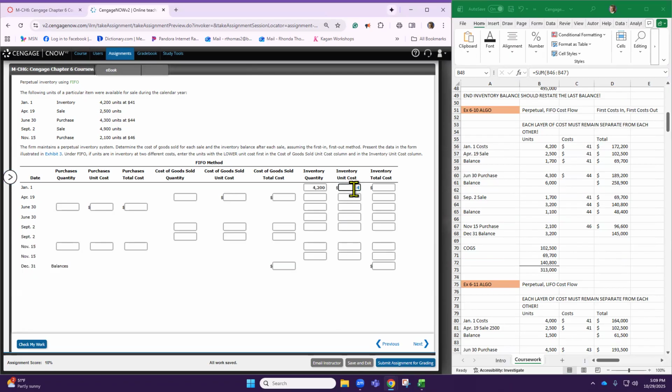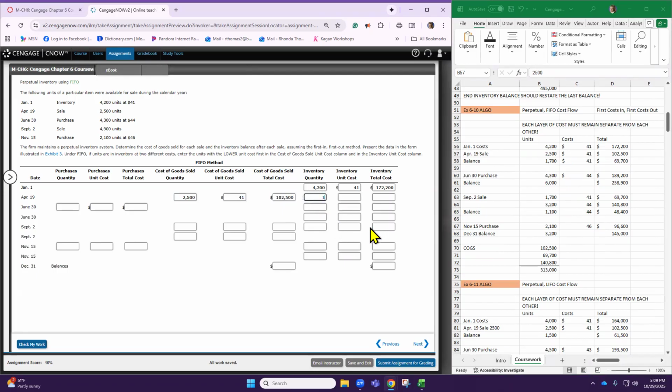4,200 at a cost of $41. And that is 172,200. Okay, I've got my information here. And like I said, that's the only cost. So when you make a sale, if you only have one cost, that's where they come out of. So we're selling 2,500 units at a cost of 41, and that is 102,500.